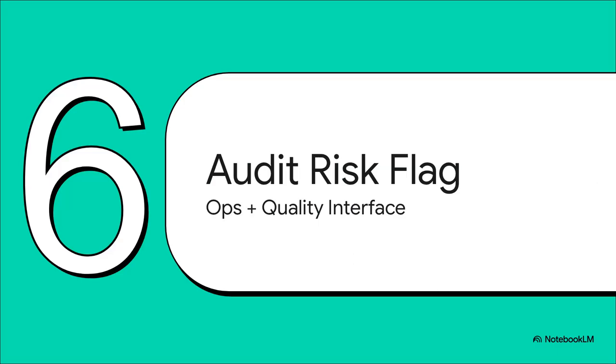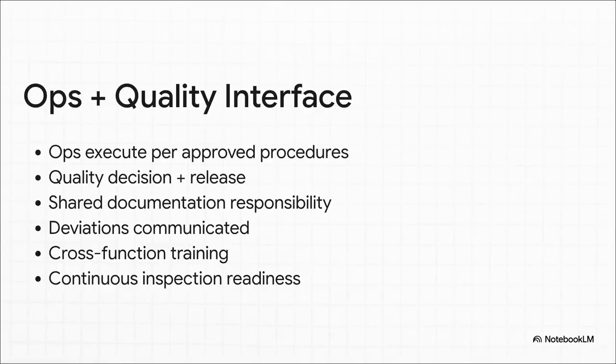Finally, Section 6, Audit Risks and Quality Discipline, looking at the interface between operations and quality. A truly successful facility relies on this seamless, almost frictionless interface between operations and quality assurance. Operations has to flawlessly execute the approved procedures out on the floor, whilst quality handles the independent decision-making and batch release. Every single person needs to be fully trained on every procedure they touch, and if you want to make an update, you need formal approval from the quality control unit through change control.